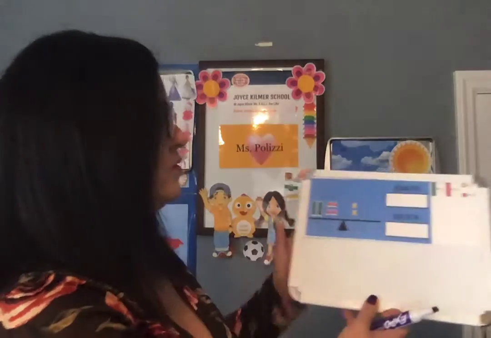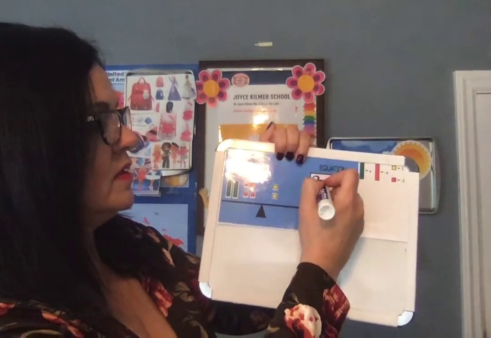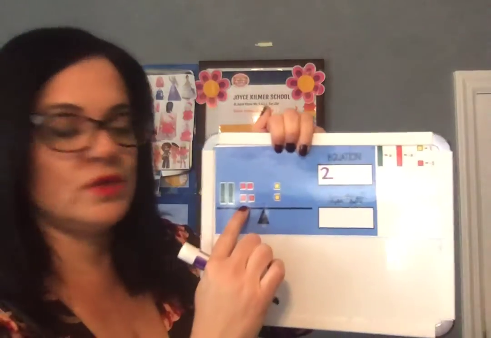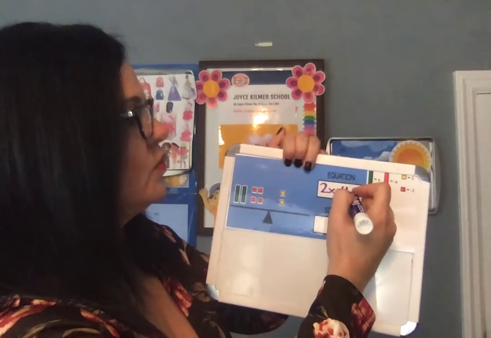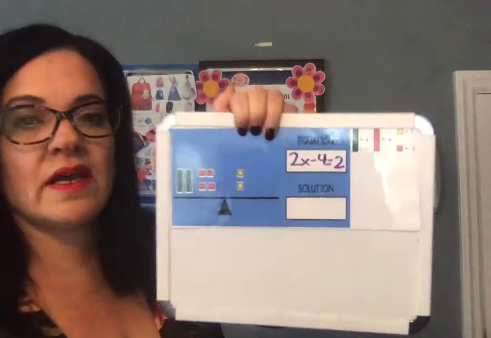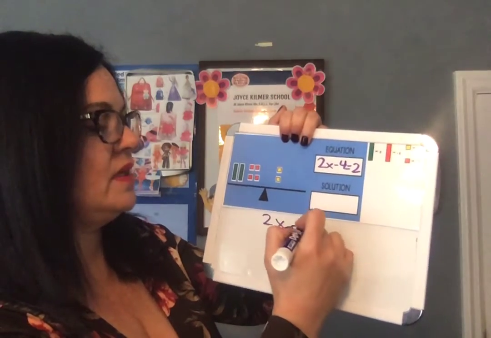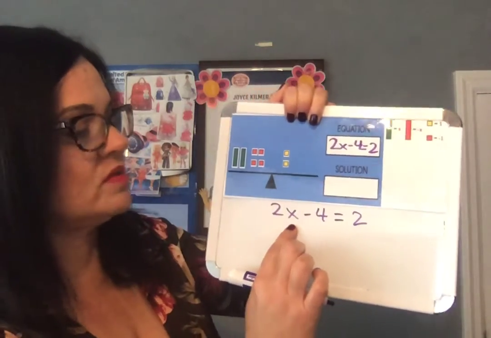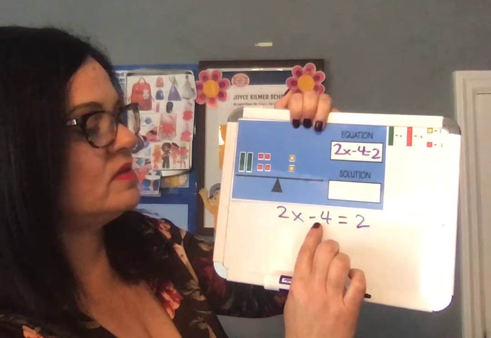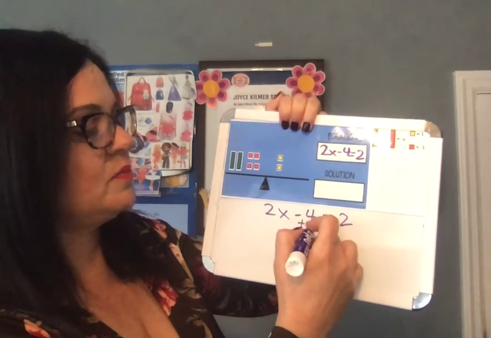All right, so the first one, we have 2x. Since we have 4 red units, take away 4 equals 2. Okay, so that's our equation. So you can just go ahead and solve it. Everybody knows that when we solve equations, we want to isolate x. X wants to be alone. So what is the opposite? The inverse of minus 4 is plus 4.